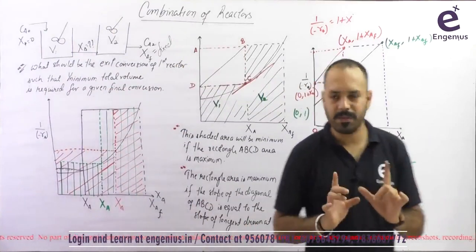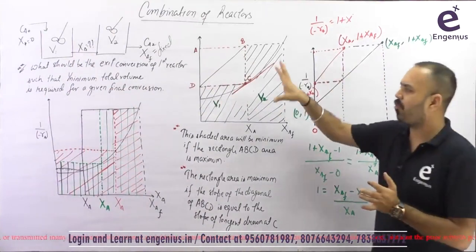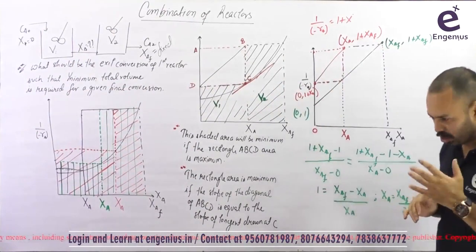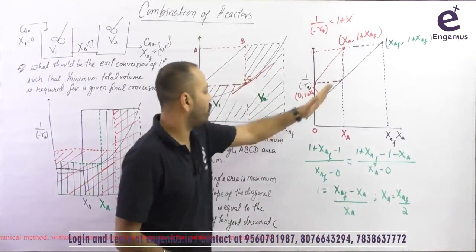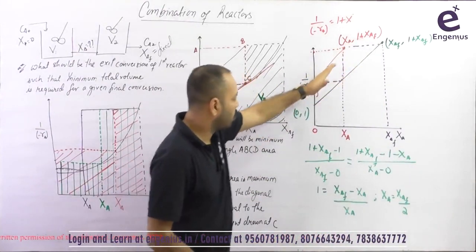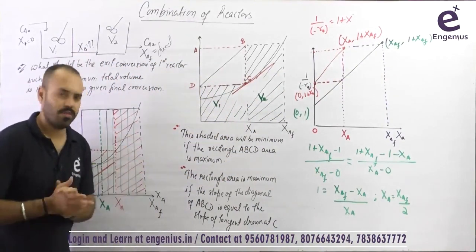Here I just want to tell you that questions can be framed related to this method of maximization of rectangle and the method of minimization of total volume. How to do it? What is the concept? The concept says that the slope of this and the slope of this should be the same. I just made them the same. I have used the basic geometry. Just remember this concept, right?